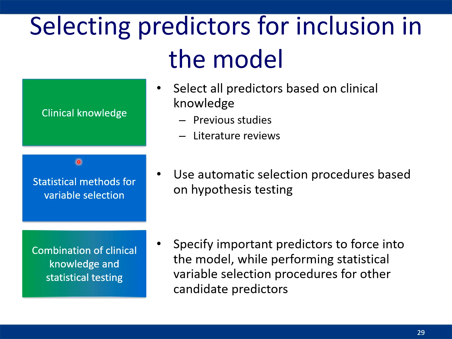On the other hand, if we don't have much clinical knowledge about which variables are likely to be good predictors, we could use statistical methods for variable selection. So I will go through these techniques as well. So we can use automatic selection procedures, which are based on hypothesis testing, to decide which variables should be in the model and which variables should be excluded from the model. And ideally, we don't want to use this in isolation. It should be supplemented at least by clinical knowledge. So we can combine these two strategies and specify the variables that are known to be good predictors, and then perform statistical variable selection for other candidate predictors for which there's less evidence.